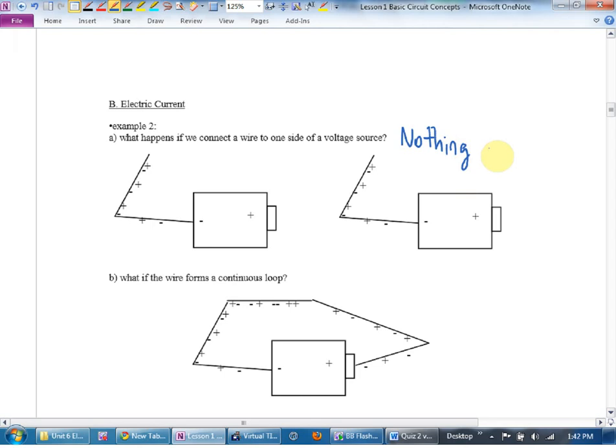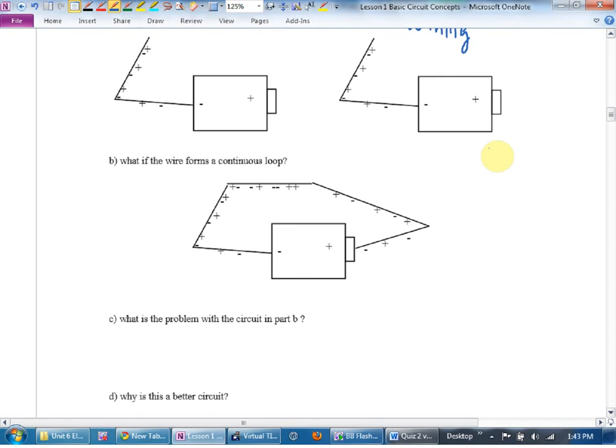What if the wire forms a continuous loop? Okay. Now current flows.